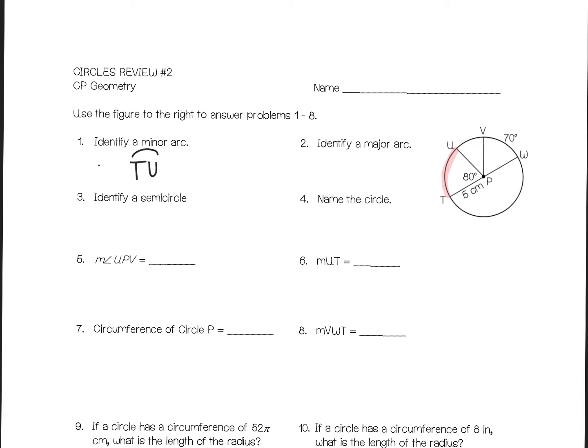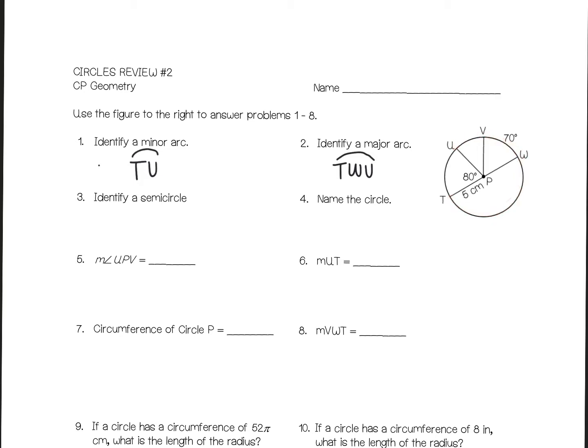For a major arc, you're going to need more than 180 and 3 letters. So that could be TWU. Again, there's more than one option, but I'm just going to list one. If you want additional answers, you can check out the PDF answer key.